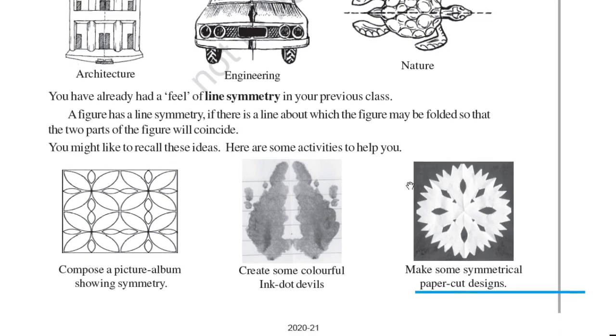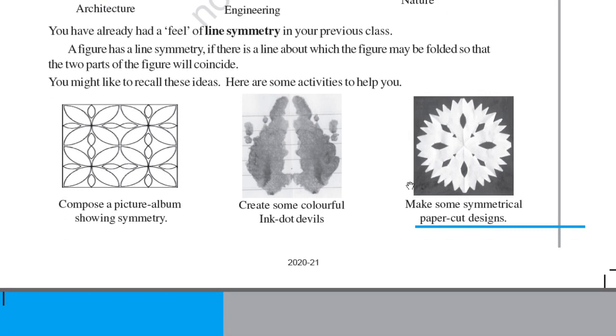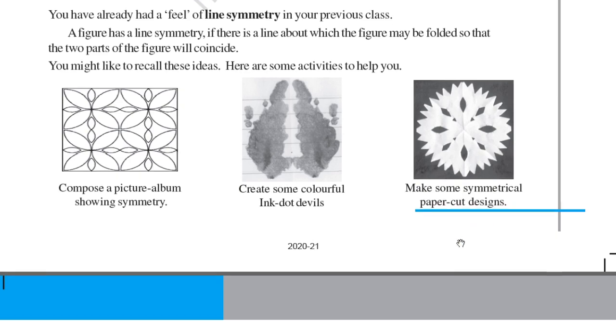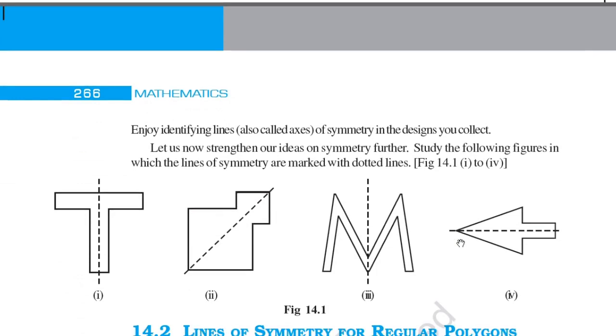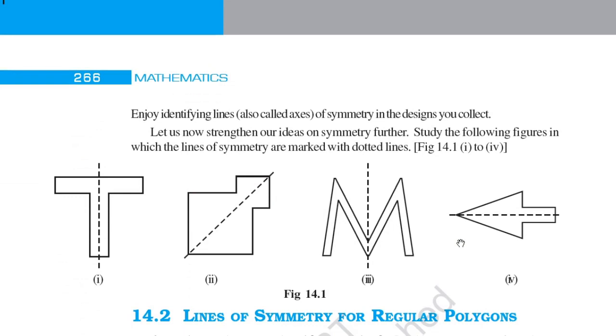Here are some of the activities to help. So you can see when you fold the paper, it will overlap the other image. Compose a picture album showing symmetry. Create some colorful ink dot devils. So you can see from ink you can also do like this, and make some symmetrical paper cut designs. Enjoy identifying lines, also called axes, of symmetry in the designs you collect.